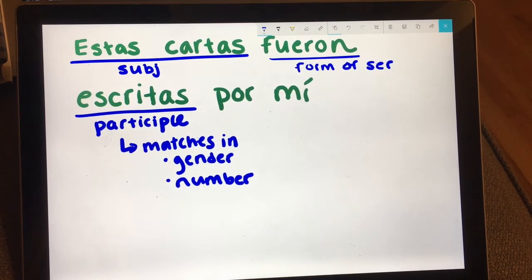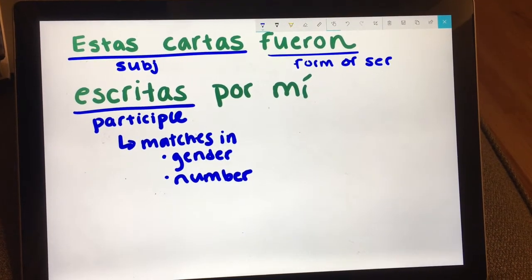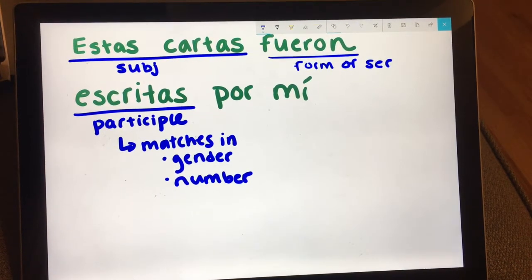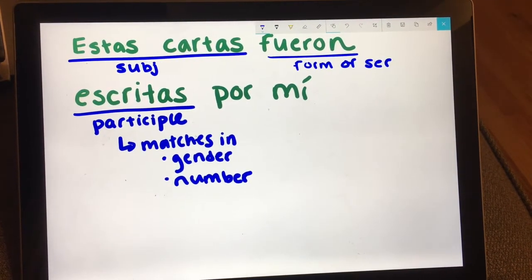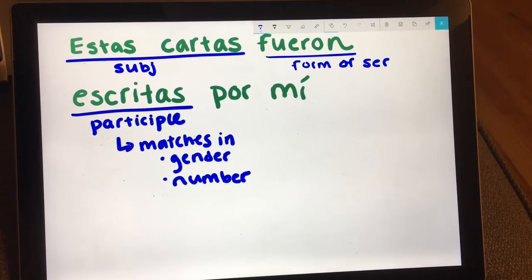So escribir is one of those irregular participles that goes to escrito, but remember that the participle has to match in gender and number to the subject. So our subject was estas cartas. The gender is feminine and it's plural, so escritas.